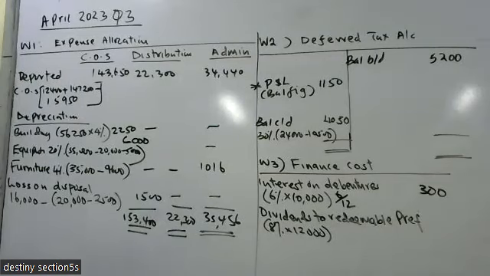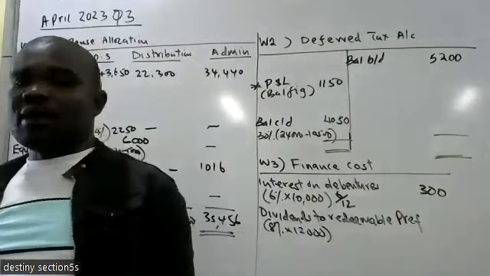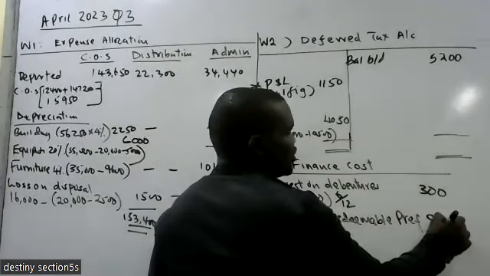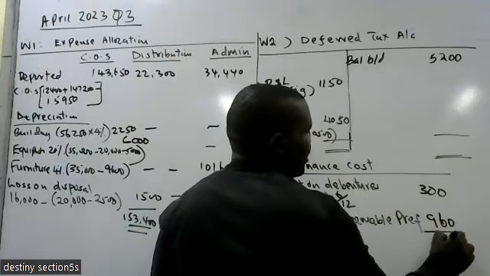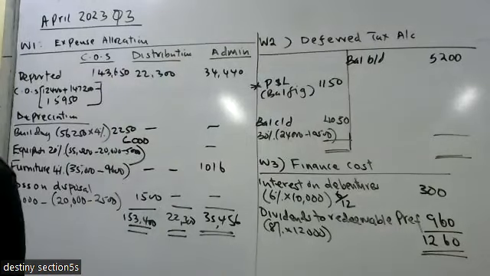How much do you get? 8% of 12,000? 960. So total finance cost in this question will be 1260. Ladies and gentlemen, we are ready to go. We are ready to do presentation unless there is someone with a question.